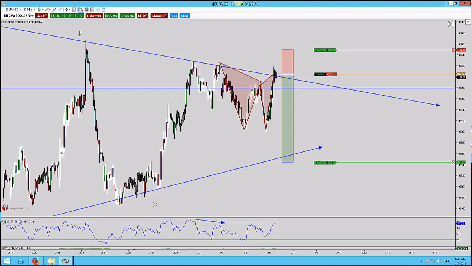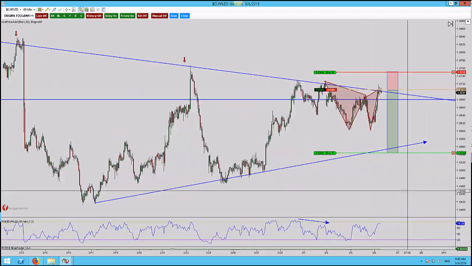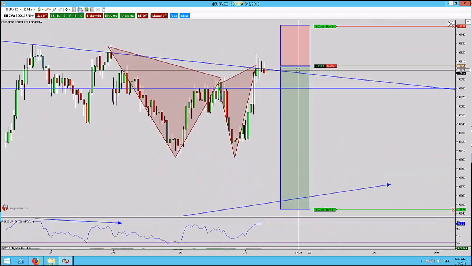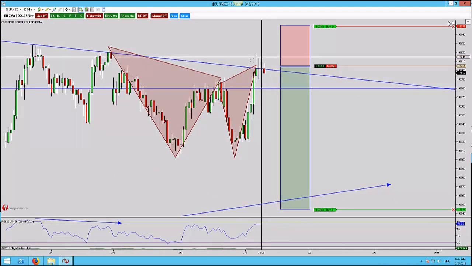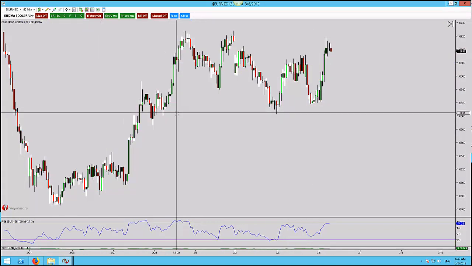We're here on the Euro New Zealand on the 60-minute time frame, and this is a Gartley pattern I've got involved with, but I'm playing the trend line structure of this bigger wedge pattern that you can see right here. And if I zoom in, you can see we have been putting in indecision candles right at this area. So I will delete everything off and do the higher time frame analysis.